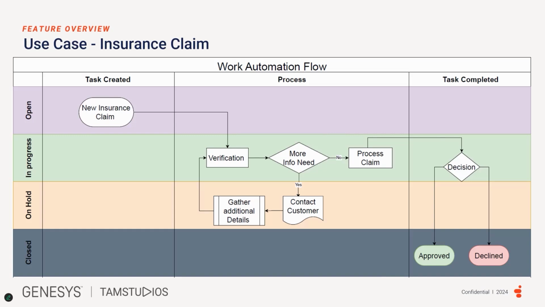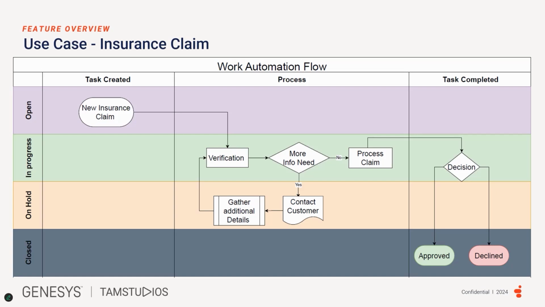To understand the process in the simplest manner, consider an insurance claim process. A customer raises a claims request via a web form on the company's website that triggers a Genesys Cloud API to create a work item. Genesys Cloud creates a work item or task to track this request. The work item begins with the initial status as open.